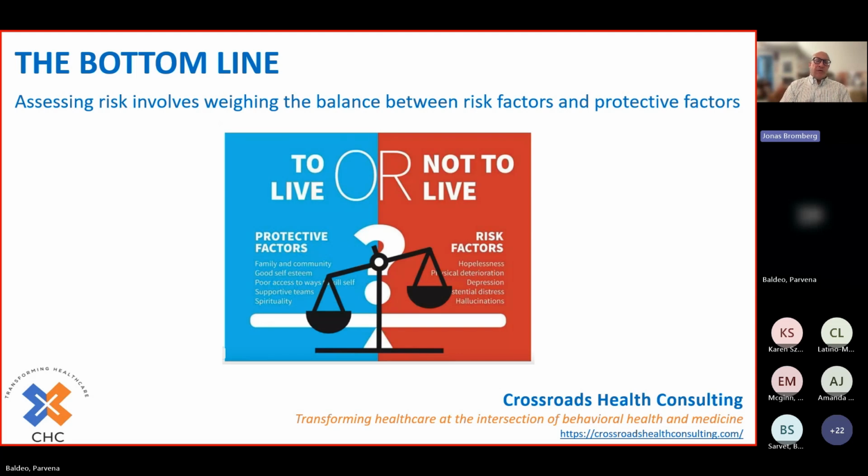In its most simple form, what we're going to talk about today in terms of assessing risk really involves weighing the balance between risk factors and protective factors. We're going to get into a lot more detail about what this means as we proceed, but this is simply what it's about.